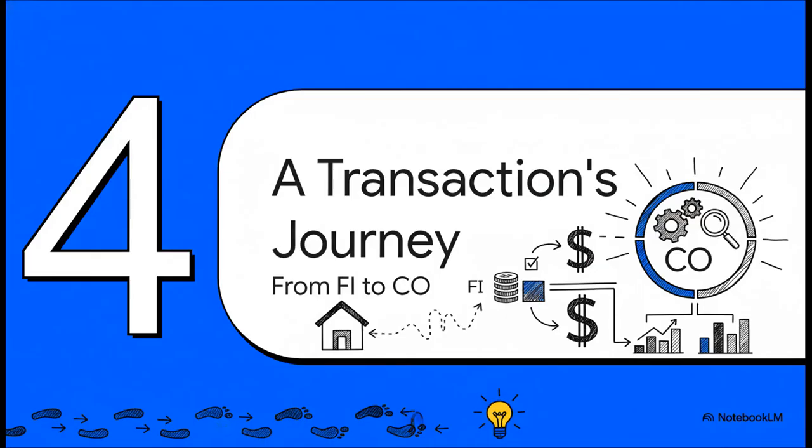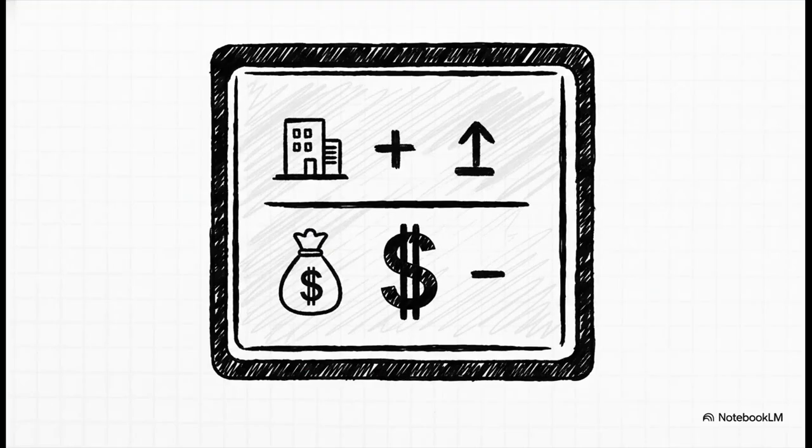Okay, that's the theory. But how does this actually work in the real world? Let's follow that $30,000 rent expense and watch how SAP's structure transforms it from just a number into a genuine business insight. So, from the financial accounting, or FI, side of things, the journey begins right here. A bookkeeper posts a totally standard journal entry. Debit rent expense for 30 grand, credit cash for 30 grand. It's clean, simple, and perfect for the official financial statements. But that's just half the story.